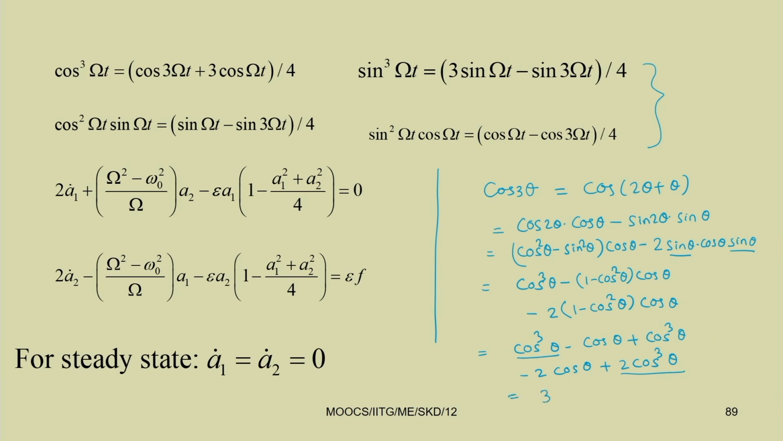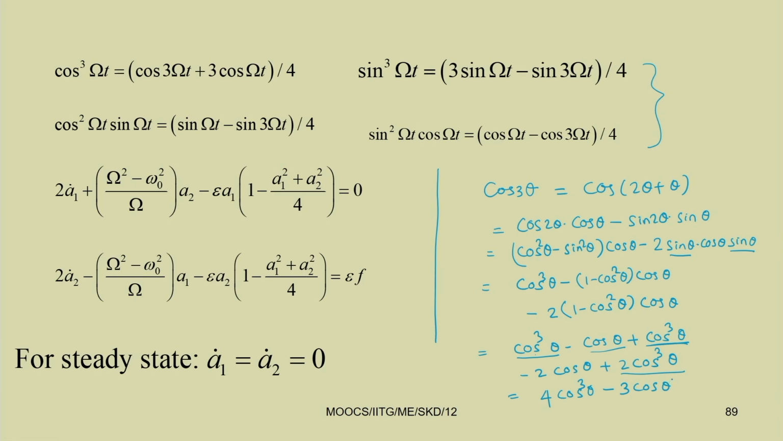So, this becomes 3 cos cube theta minus cos theta and minus 2 cos theta. So, you can see cos cube theta, another cos cube theta here and 2 cos cube theta. So, this becomes 4 cos cube theta minus 3 cos theta. So, cos 3 theta equals 4 cos cube theta minus 3 cos theta. So, from this 4 cos cube theta becomes cos 3 theta plus 3 cos theta, and cos cube theta, dividing by 4, becomes cos 3 theta plus 3 cos theta by 4.